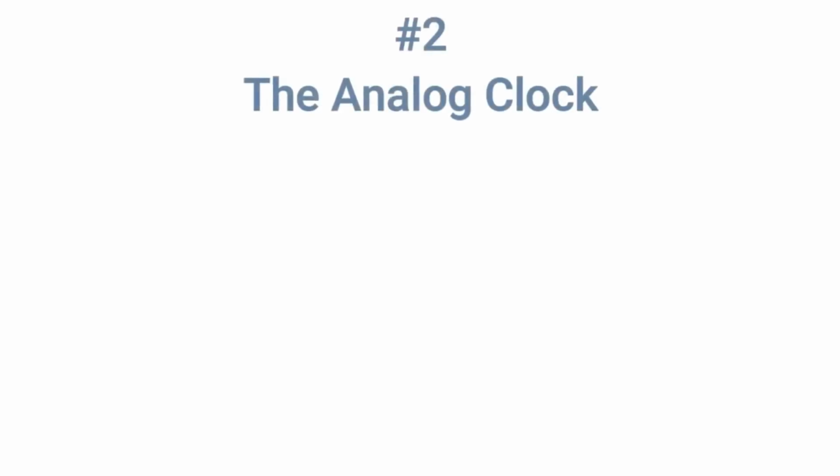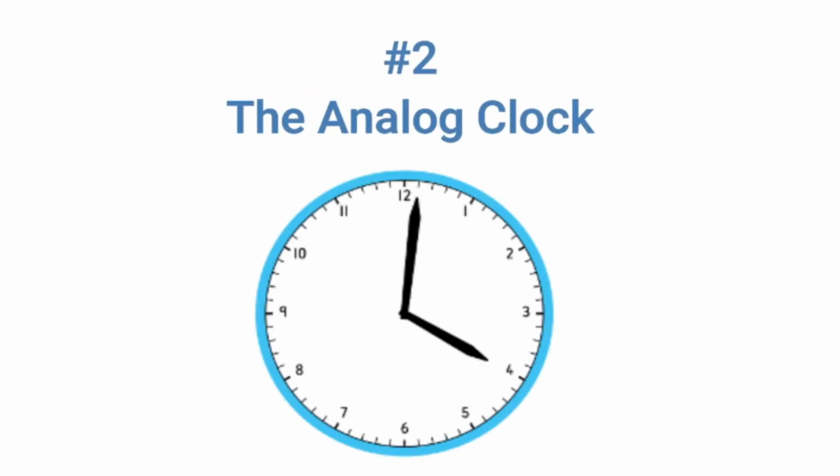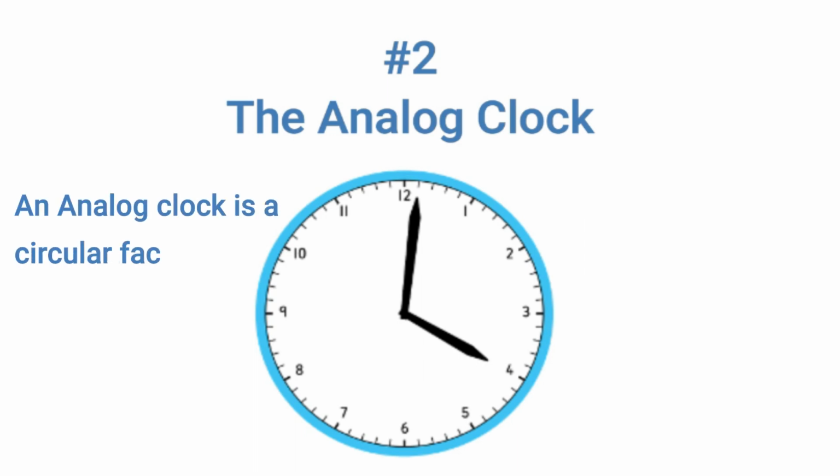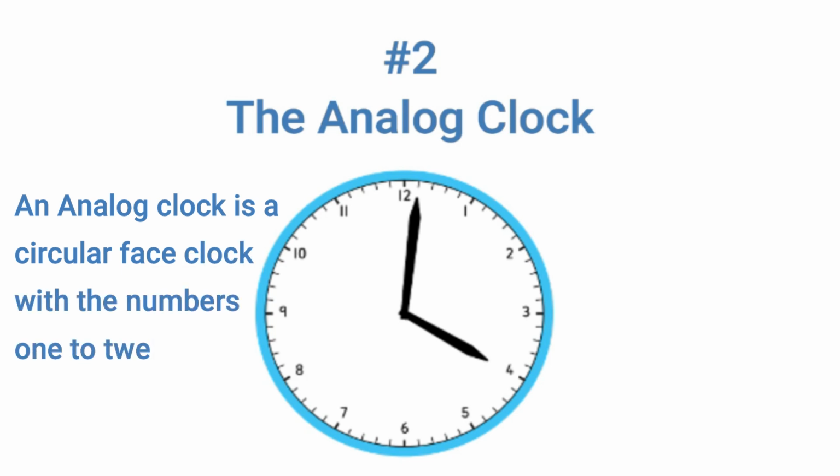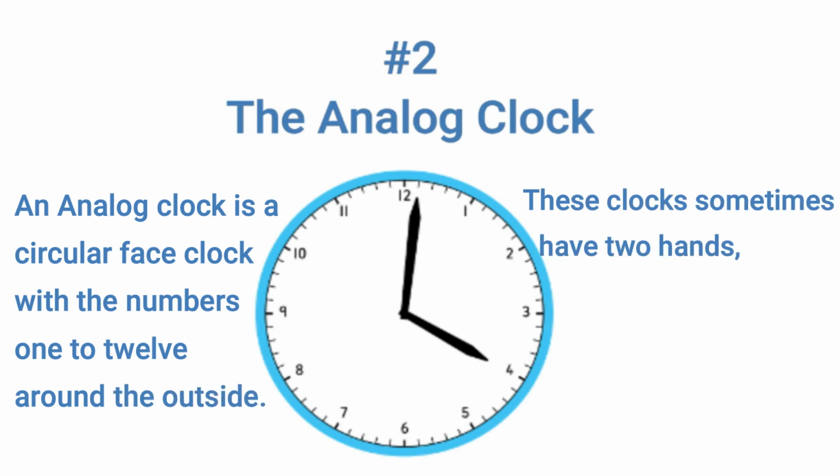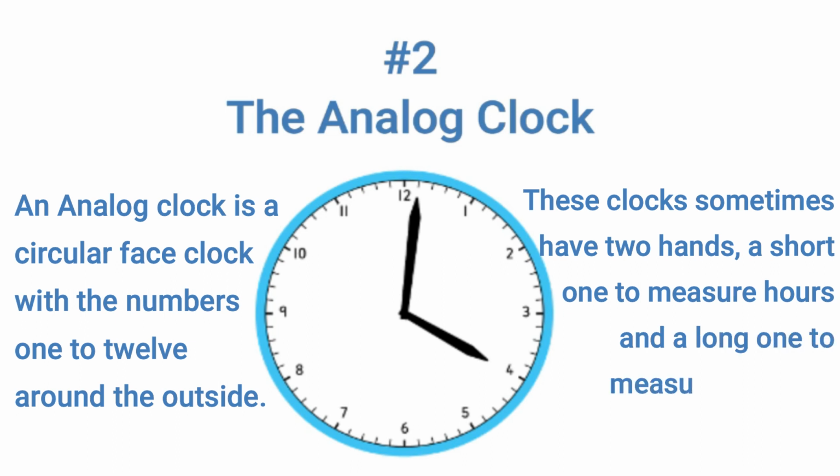Now, the second manipulative that we'll be looking at in this video is an analog clock. An analog clock is a circular faced clock with the numbers 1 to 12 around the outside, and sometimes they have two hands, a short one to measure hours and a longer one to measure minutes. Some clocks even have a third hand to indicate seconds.